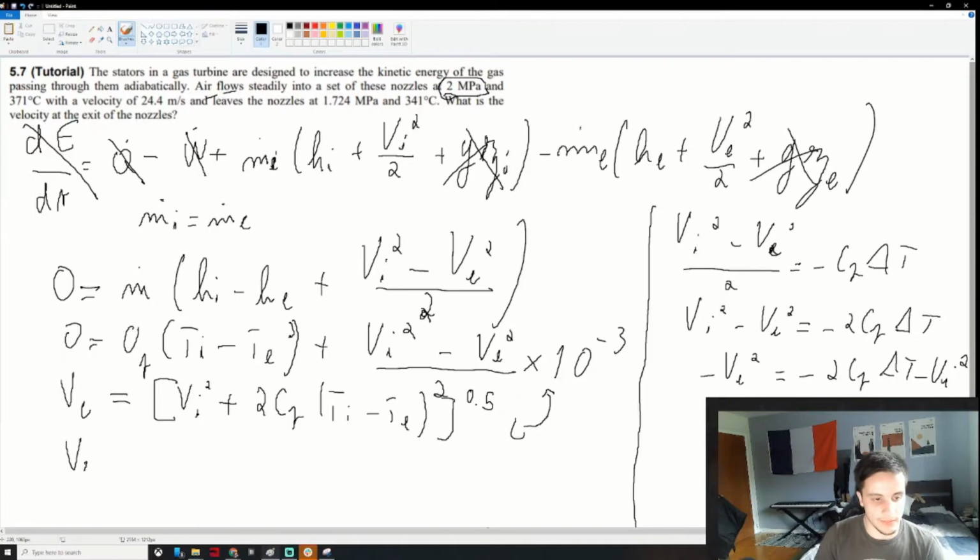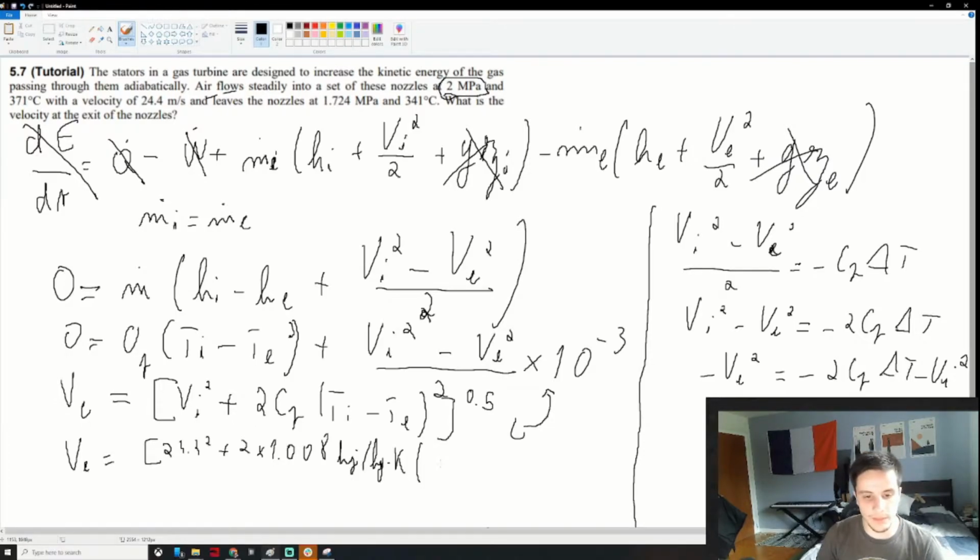Okay, and then ve is going to be equal to, so we plug in everything, 24.4 meters per second squared plus 2 cp of air, which you find from your tables. Once again, 1.008, this is in kilojoules per kilogram Kelvin, and then Ti minus Te, which are given to us as 371 Celsius minus 341 Celsius.